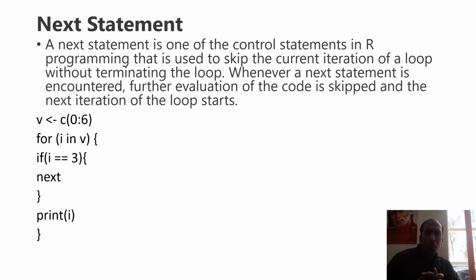The rest of the work will be performed. Let's see an example: you have put the values 0 to 6 in a vector and then you are iterating a loop. It will print 0, 1, 2. But it will not print 3 because you have written that if i equals 3, next, so it will throw the control again to the beginning. Now 4 will come. So 0, 1, 2, 4, 5, 6 will be the output of this program.